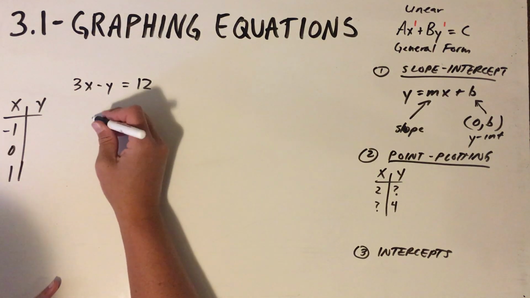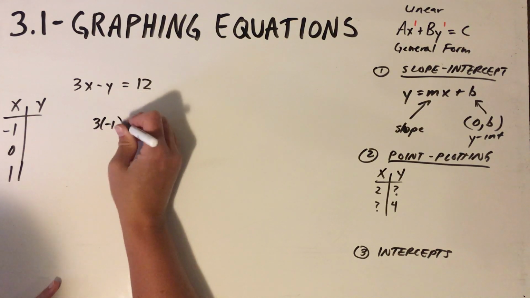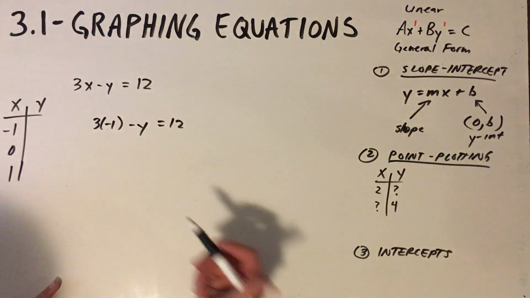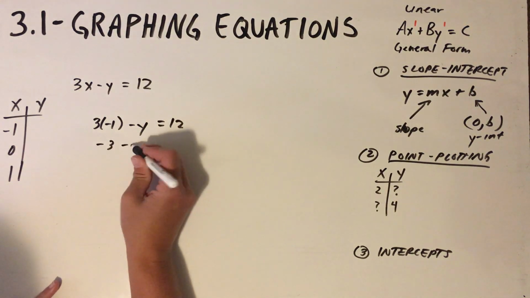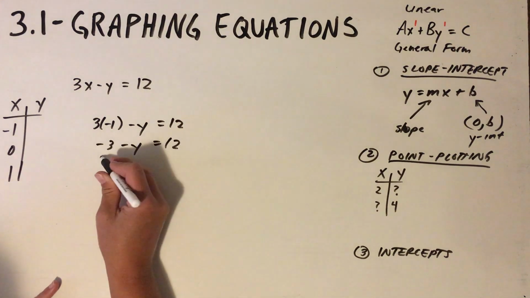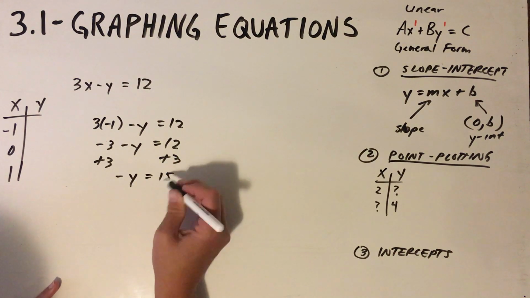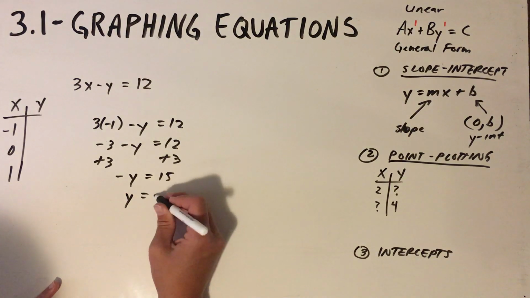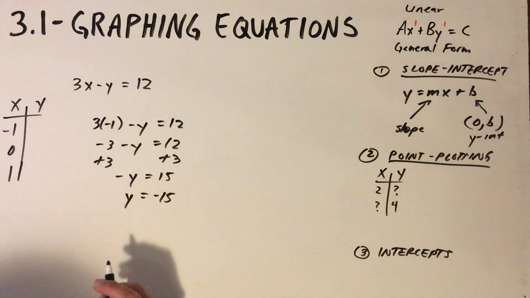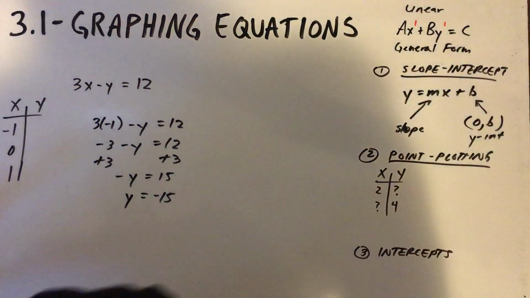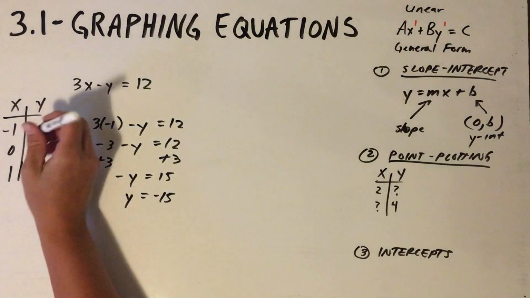So let's try that. When x is -1, I don't know what y is. What I want to know is what is y. So I'm going to get that -3 minus y is 12. When I add 3 to both sides, I get negative y is equal to 15, which means y is equal to -15. So y is equal to -15 when x is equal to -1.